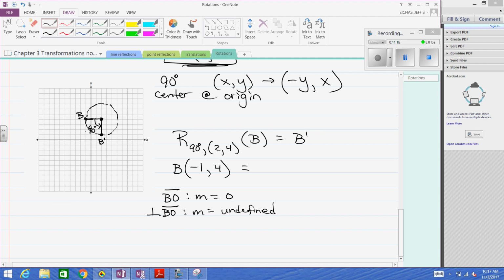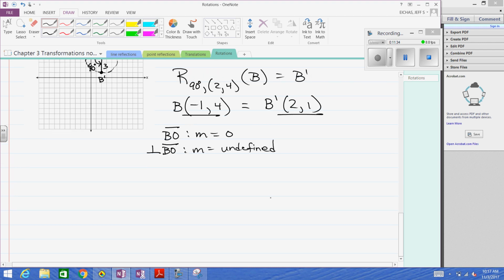Now we want to stay the same distance away. This is 3 squares away. That's 3 squares away. So you're going to land right there. B prime is going to be the point 2, 1. Now notice there is no connection here. There's nothing like the formula that we're going to be able to work with for a rotation around a different center other than the origin. So let's try again.